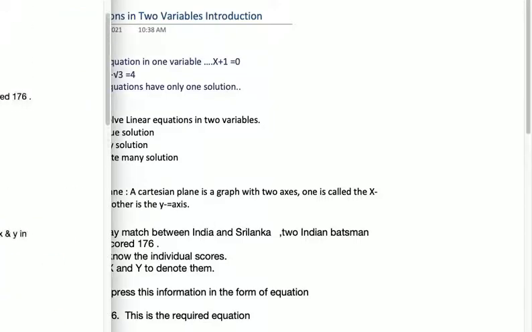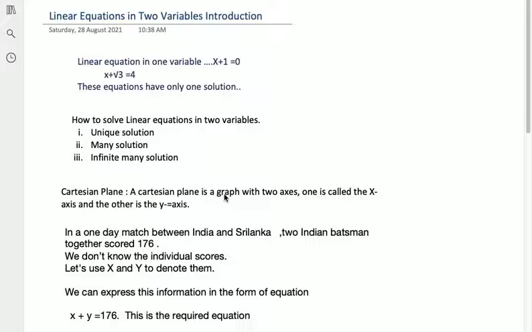We can extend this knowledge to two variables, solving linear equations in two variables. When we try to solve a linear equation in two variables, we may find it has a unique solution, which is one and only one solution, or sometimes it may have more than one solution, and sometimes it will have infinitely many solutions. We'll see these in detail.